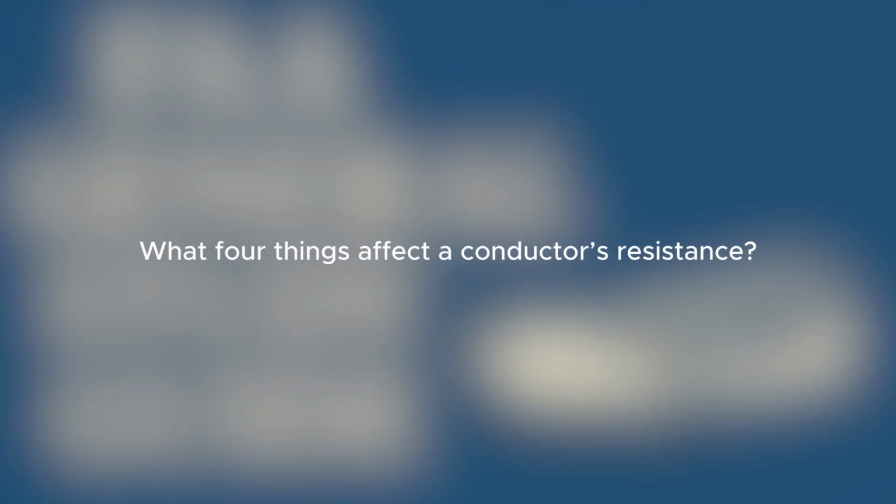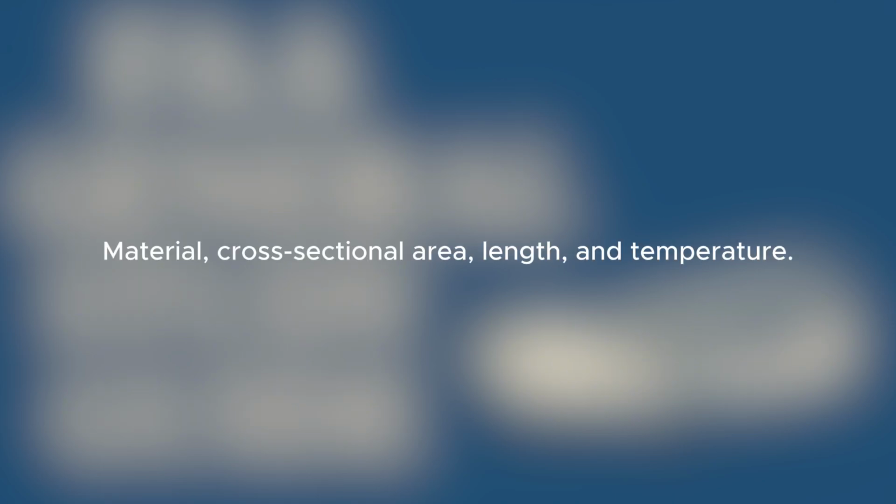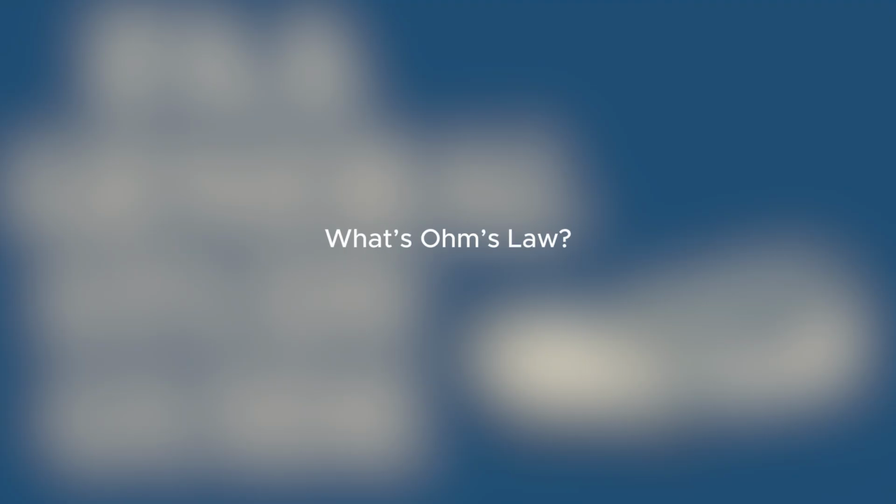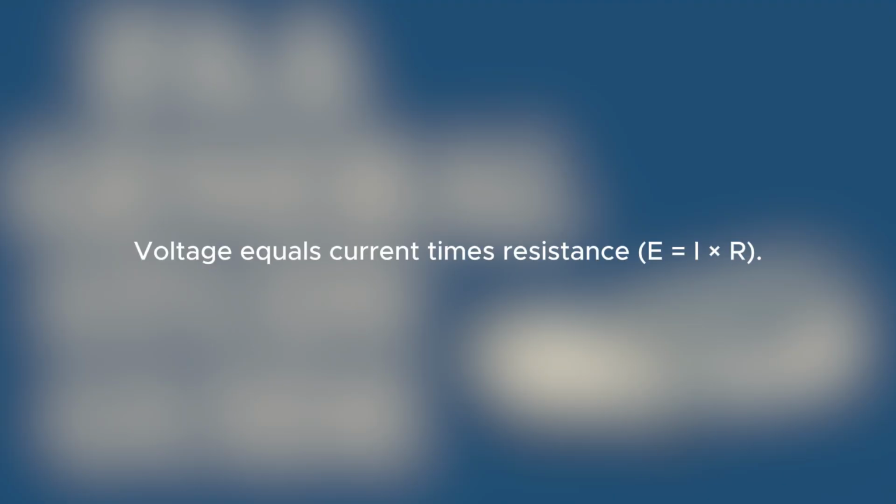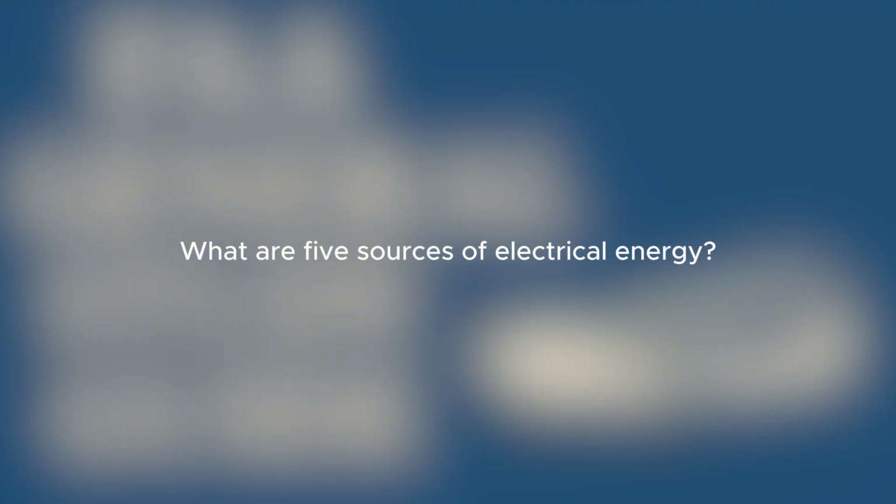What four things affect a conductor's resistance? Material, cross-sectional area, length, and temperature. What's Ohm's law? Voltage equals current times resistance. E equals I times R. What are 5 sources of electrical energy? Magnetism, chemical energy, light, heat, and pressure.